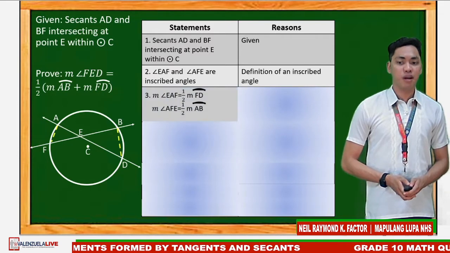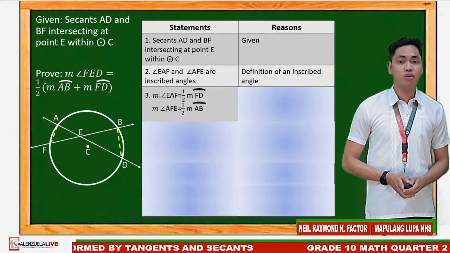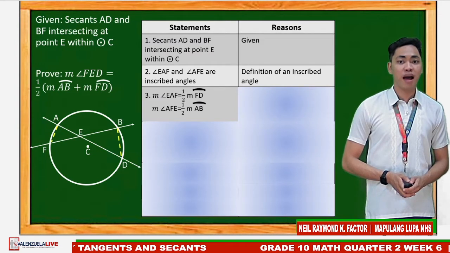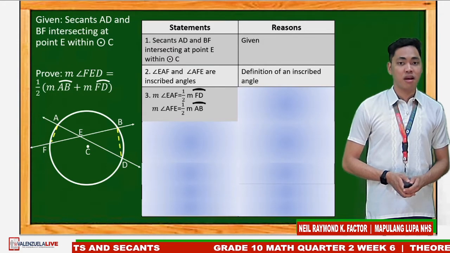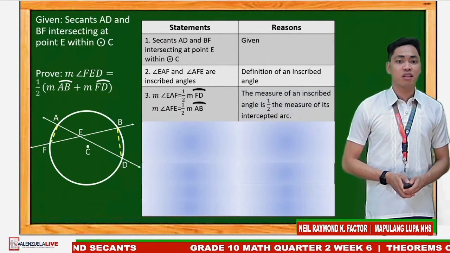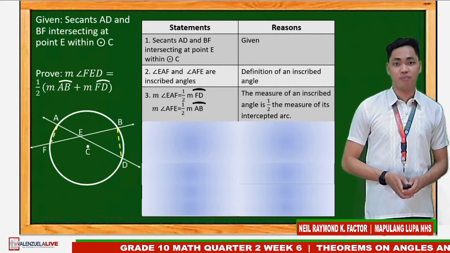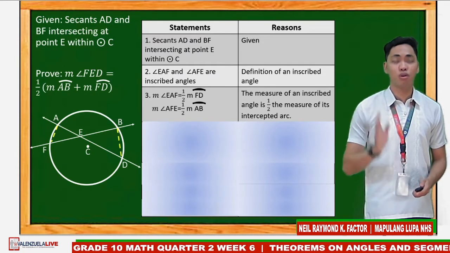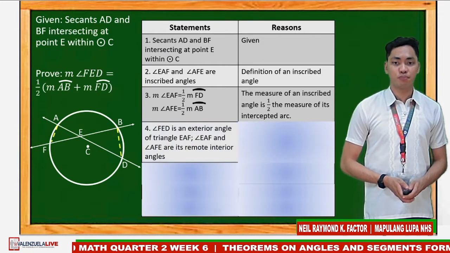Statement number 3. The measure of angle EAF is equal to 1/2 the measure of arc FD. And the measure of angle AFE is 1/2 the measure of arc AB. And our reason for that is because the measure of an inscribed angle is 1/2 the measure of its intercepted arc. We know that theorem, and you already discussed that theorem.